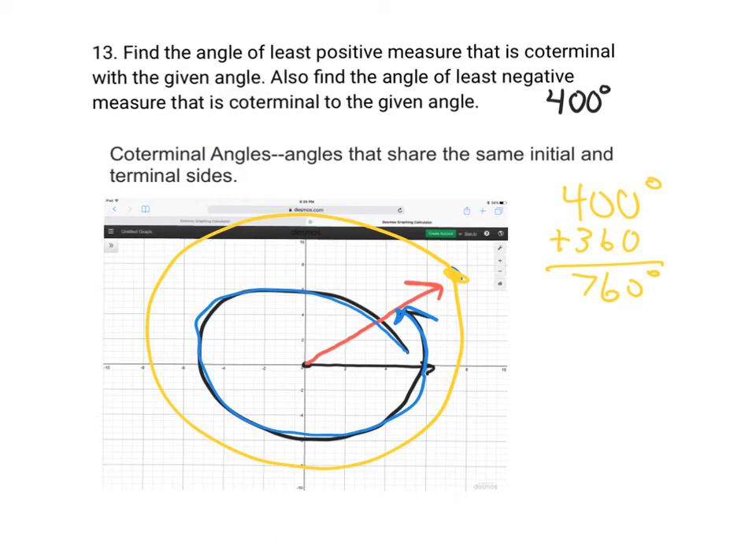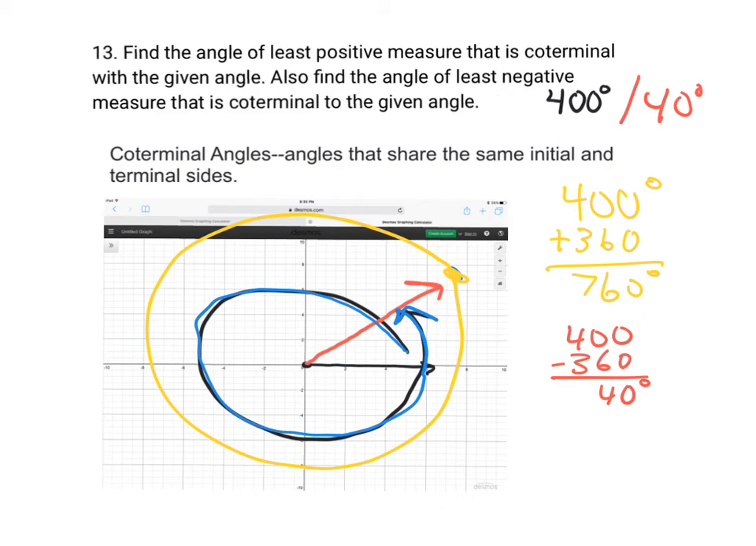What I want is an angle that is of least positive measure. So when I added 360, I made it more positive. I want to make it the smallest positive I can. So I'm going to take the 400 and subtract 360, and I get 40. If I were to subtract 360 again, I would go negative. So 40 degrees is the smallest angle that's still positive that would be coterminal with the given angle. So 40 degrees would be the least positive.